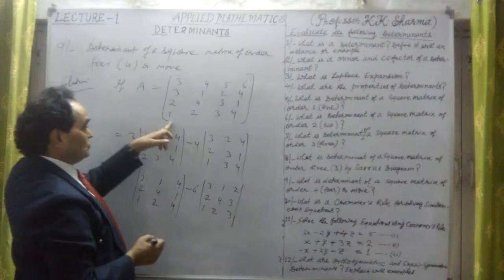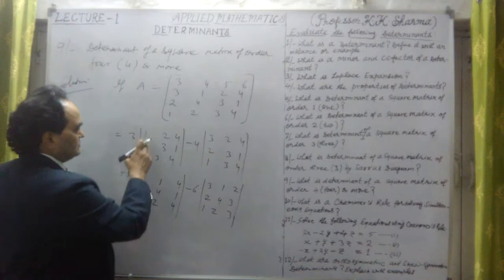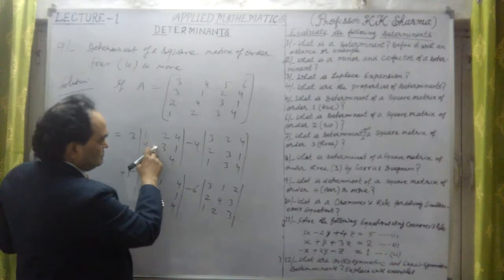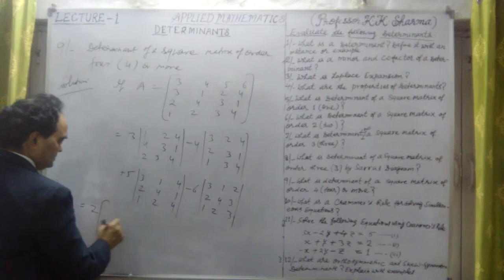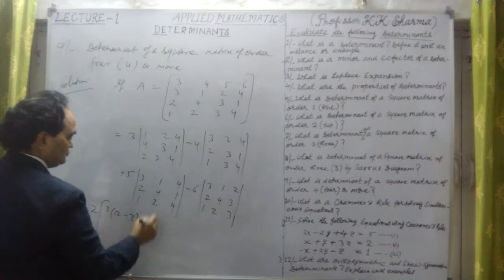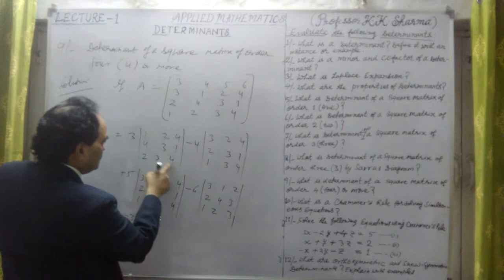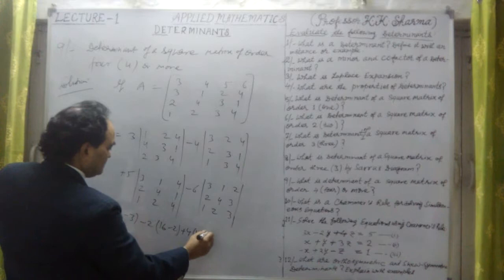So first let me calculate this first value. This will give us 1 into 3 into 4 with positive sign. This is in three steps, not a simpler one. Let me take the first step. First 1 into 3 4 12, minus 3 1 3. Then minus 2, first row second column, 2 into 4 4 16, minus 2 1 2. Plus 4 into 4 3 12, minus 6. This is the first value.